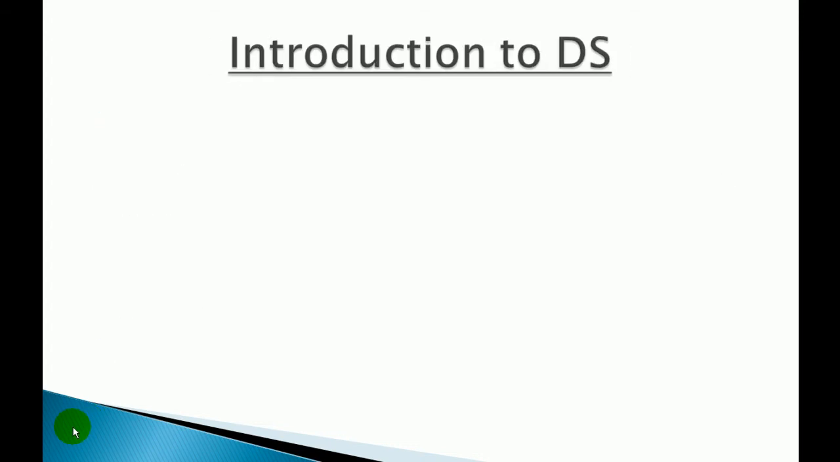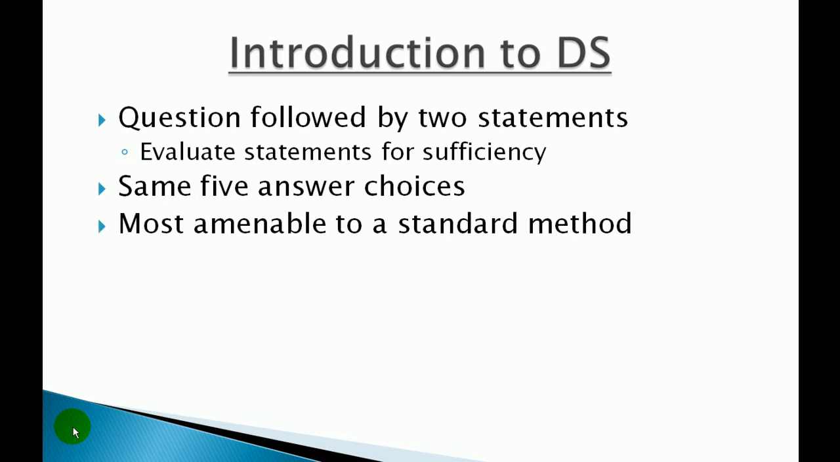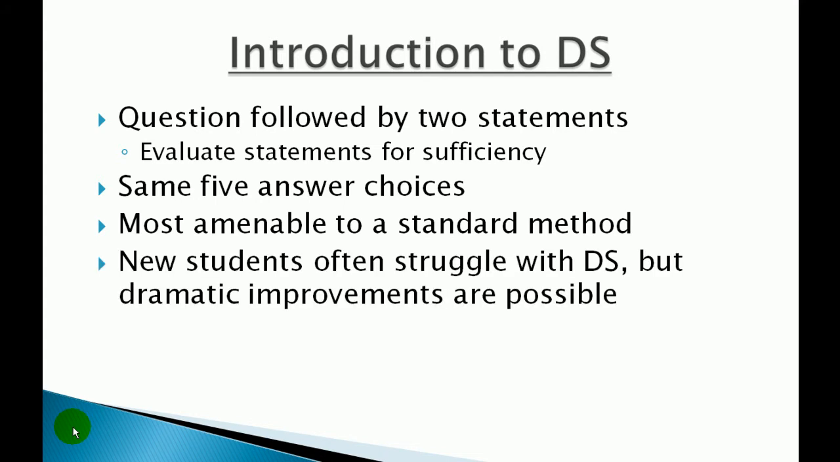Now, to officially introduce the data sufficiency question type. It's a question followed by two statements, and you have to evaluate the statements for whether they're sufficient to answer the question. Every data sufficiency question has the same 5 answer choices. Because of that, this question type is most amenable to applying a standard method. Now, new students who are just beginning their GMAT prep often struggle with data sufficiency, but with the right kind of preparation, dramatic improvements are possible on this question type.